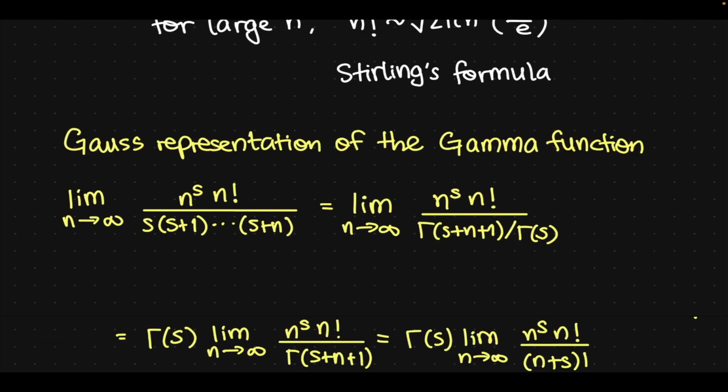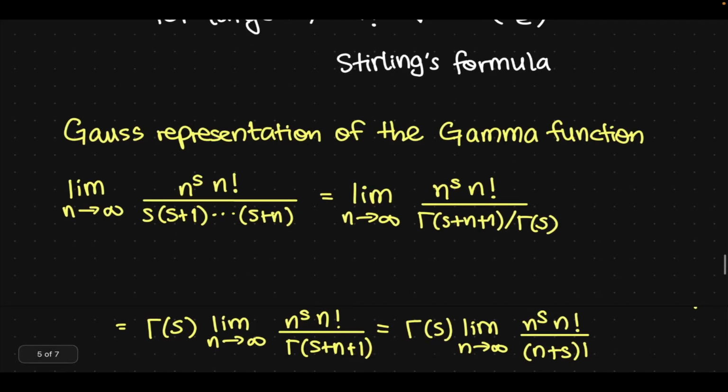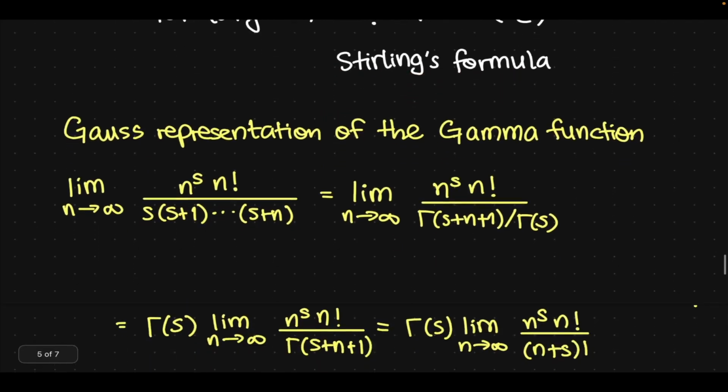So we have to show that the limit as n goes to infinity of n^s n factorial over s times (s plus 1) dot dot dot (s plus n), that is the Gauss representation, is equal to the gamma of s. How are we going to do that? Well, let's just work with it, and Stirling's formula is going to be the intermediate step here.